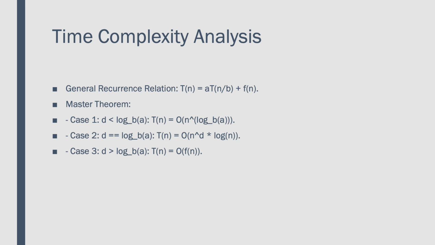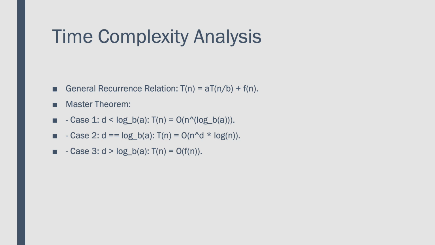The example for case 1 is merge sort. Here, if we say a equal to 2 and b equal to 2 and f(n) equal to O(n), we can say log_2 2 equals 1 and the complexity is O(n log n).